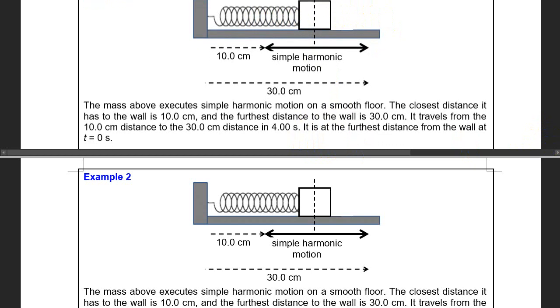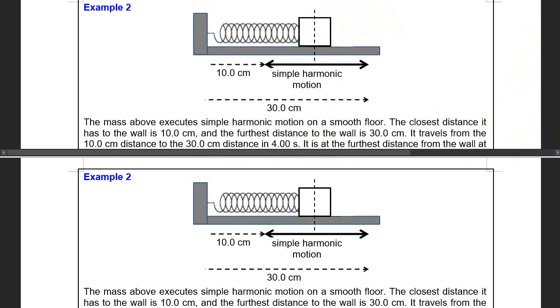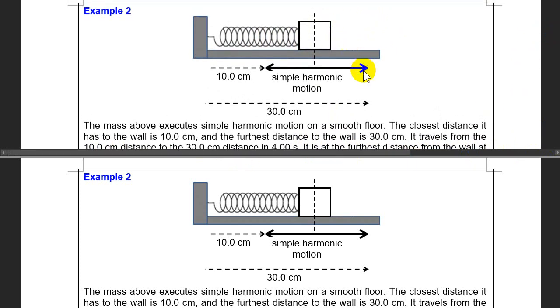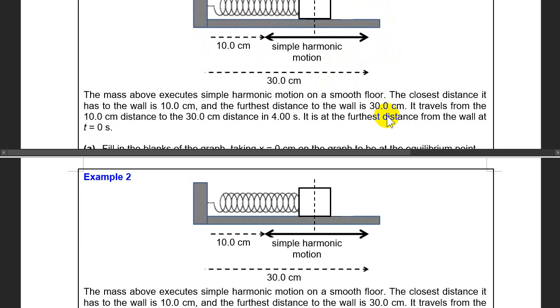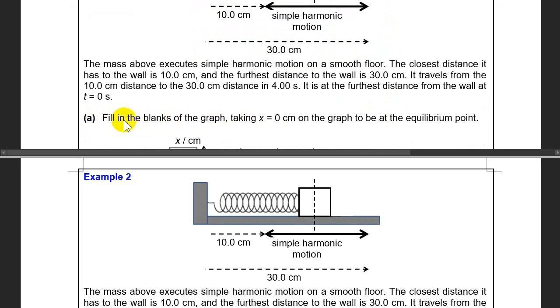Okay, then the question further tells us that it is at the furthest distance from the wall at t equals 0 seconds. That means when it is at the furthest, we start the stopwatch. So t equals 0 is here. Then it takes 4 seconds to reach here. So here is t equals 0, then reach here is t equals 4 seconds, then come back to here is t equals 8 seconds. Okay, so with this information, we were able to fill in the blanks of the graph.